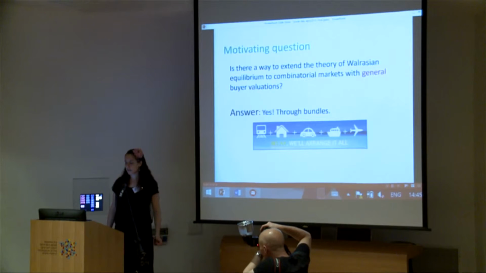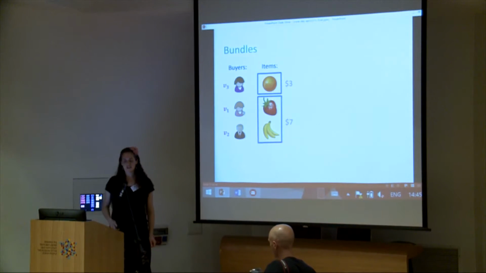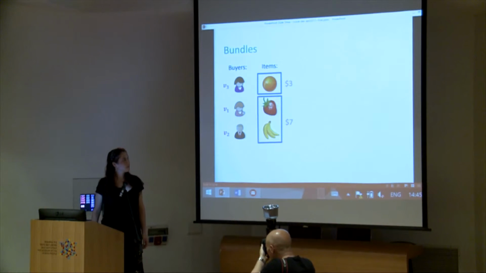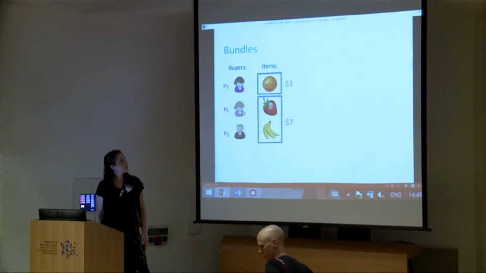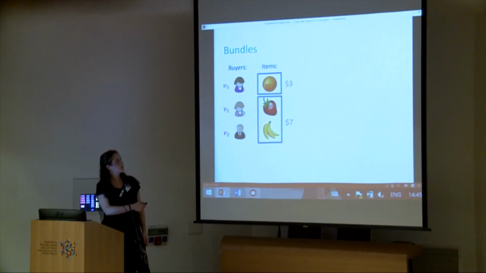And the answer that I would like to show you here is that we can do it, and we can do it through bundles. So what's the notion of bundles? So here is the market. The market has 3 goods. And the only thing that is different from the previous scenario is that the seller can pre-package some of the items prior to sale. So for example, the seller can say, no more strawberry and banana, now I sell the bundle. I'll sell them together for $7, and I sell the orange for $3.